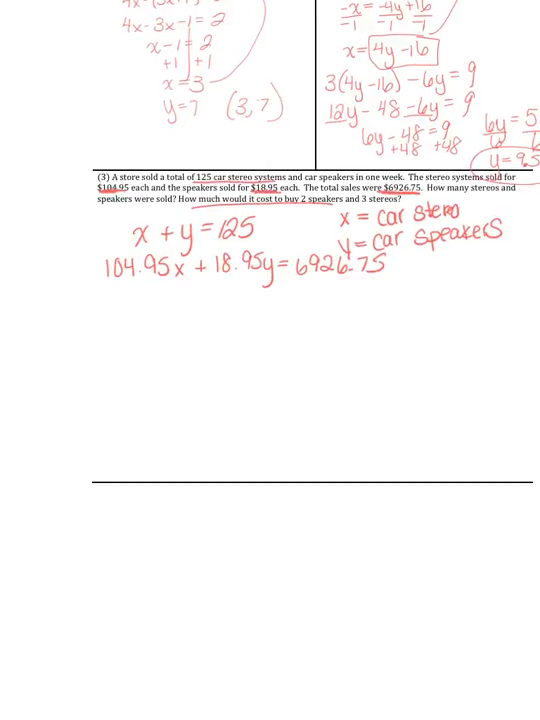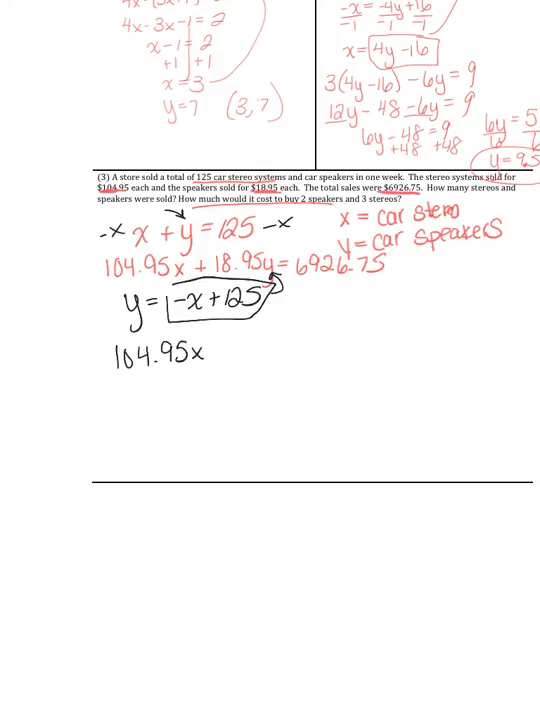So the next thing I would do is I would get, personally, this Y by itself. So I would subtract X, and I get Y is equal to negative X plus 125. So I'm going to take that and plug it in for that Y here. So I'd have 104.95X plus 18.95 times (negative X plus, let's see, is it 125? Yep) is equal to 6,926.75. Some big numbers here.